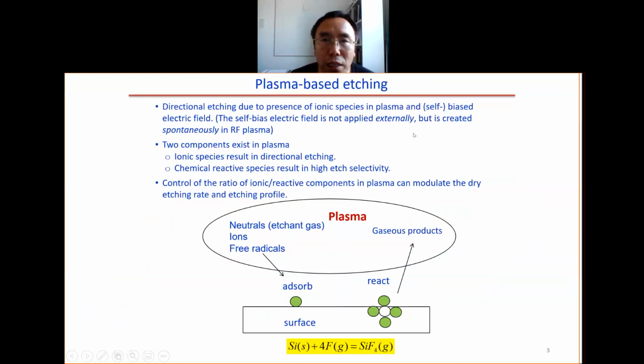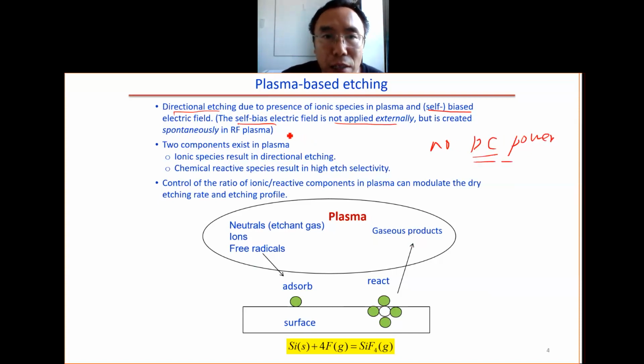So now let's look at the dry plasma etching. First, plasma etching can give a directional etching because of the self bias. This self bias is not applied externally. That means no DC power, we do not apply any DC voltage bias. Actually, this self bias is created simultaneously in the RF plasma.